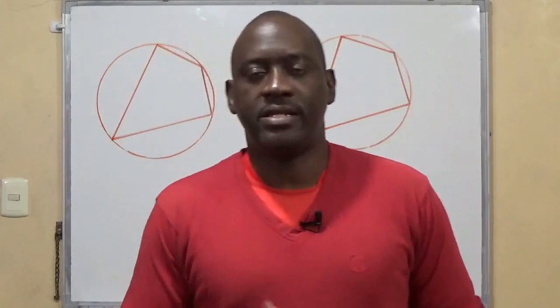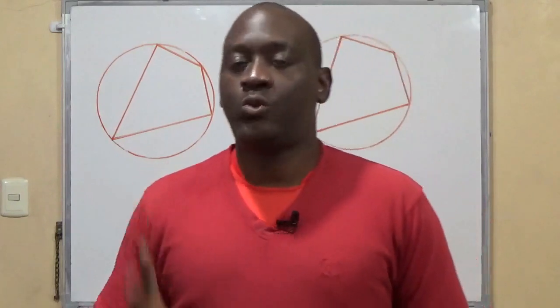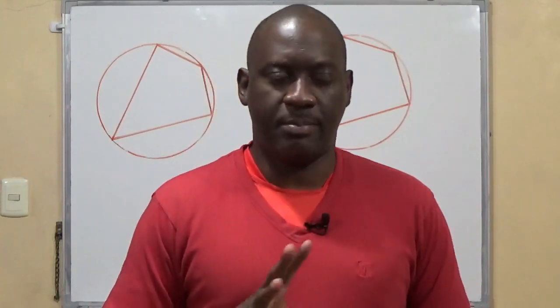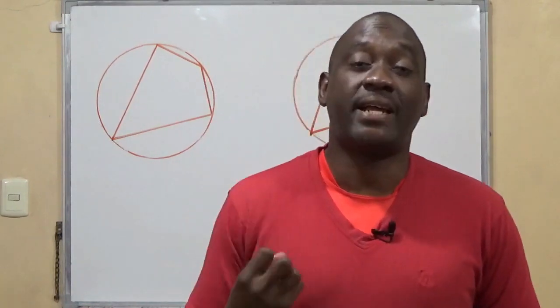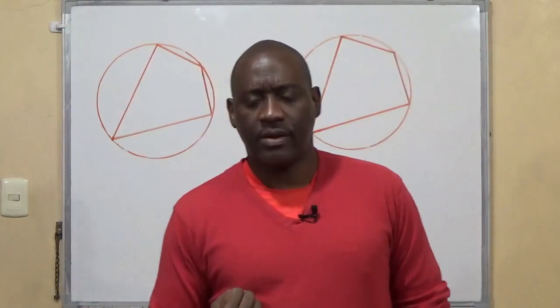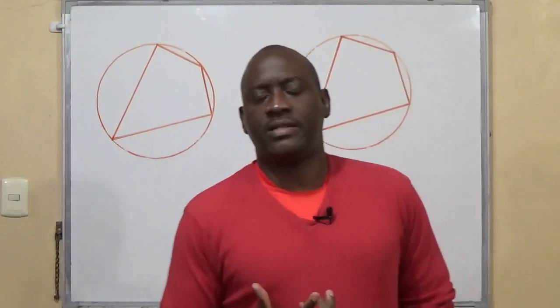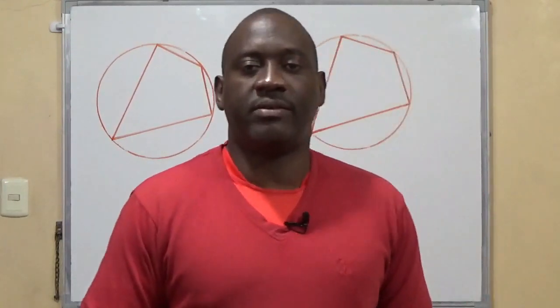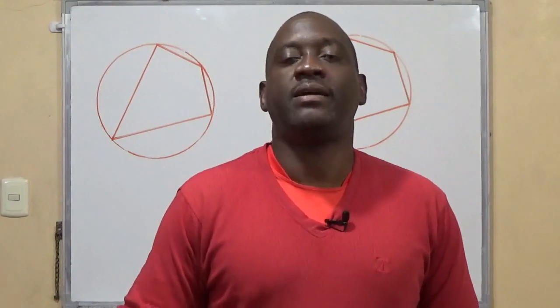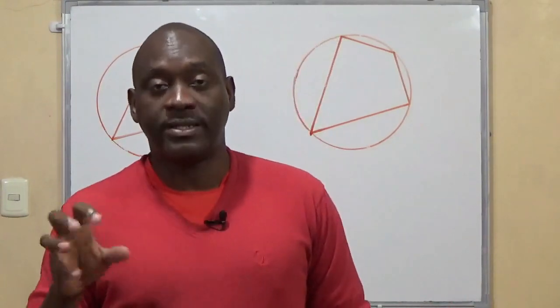In this video, we will discuss two more properties of circles. These are properties that directly relate to what we refer to as the cyclic quadrilateral. What is a cyclic quadrilateral? A cyclic quadrilateral is simply a quadrilateral whose vertices lie on the circumference of one circle.